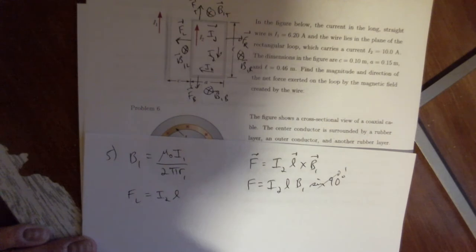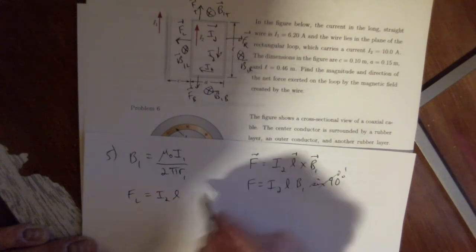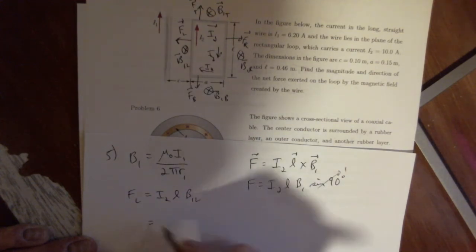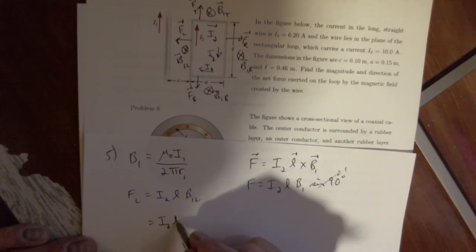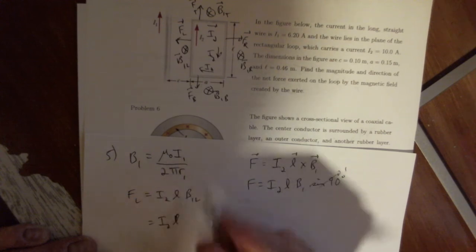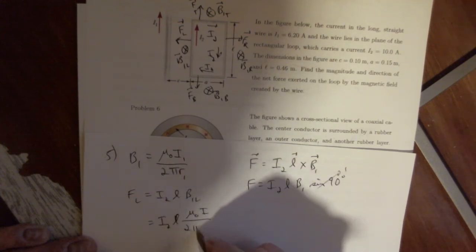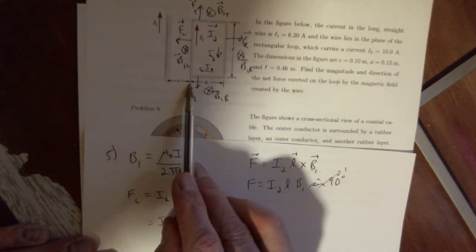That's times B1 at the left. And so that is I2L times B1 at the left, which is mu sub naught I1 over 2 pi R1 at the left, which is this value, C.